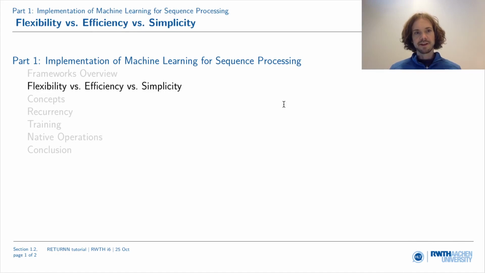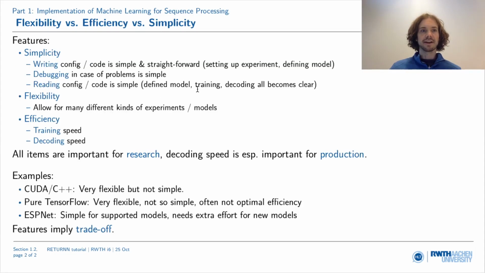So now to flexibility versus efficiency versus simplicity. These are features you want to have in a framework. Simplicity means that writing a config or code is very simple and straightforward. So this is for setting up the experiment or defining the model and so on. Then also you will usually get some problems when you write some new config. So debugging is also an important aspect, and this needs to be simple or straightforward as well. Then also another aspect is when you got some config from somewhere else, that reading this config is simple and straightforward. You understand directly what it does, what it defines.